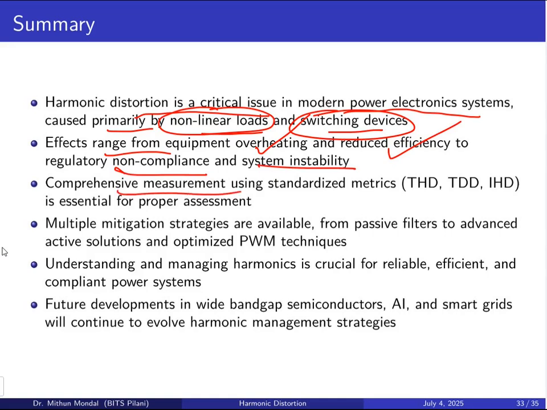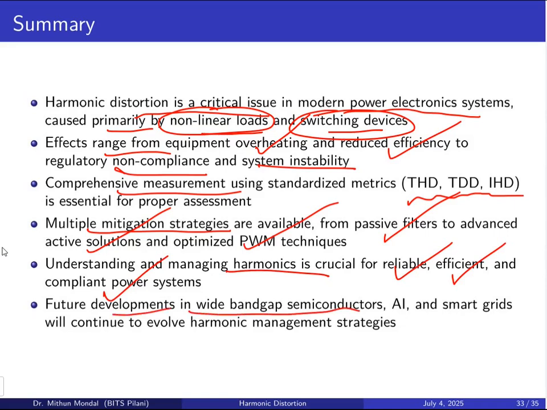Comprehensive measurement has to be done using these standards, having the THD level, the TDD level, and the IHD in accordance with the standard. Multiple mitigation strategies are available in the form of passive filters, active filters, PWM techniques. Understanding and managing harmonics is crucial for reliable, efficient, and compliant power systems. And future development will be using wide bandgap semiconductors and AI techniques. Smart grids will continue to evolve in the harmonic management strategies.